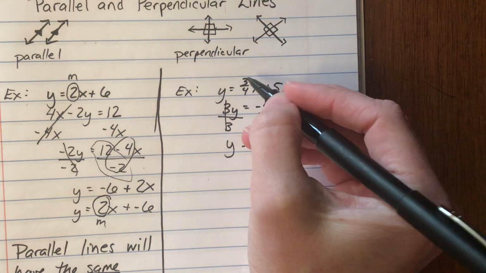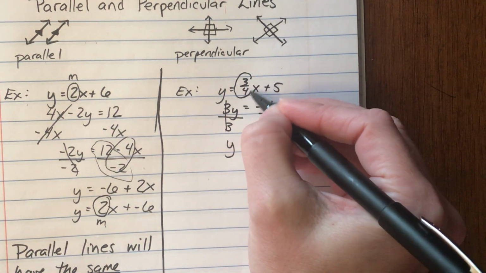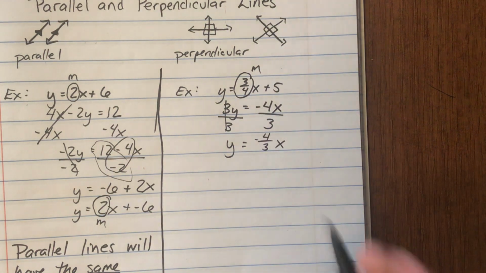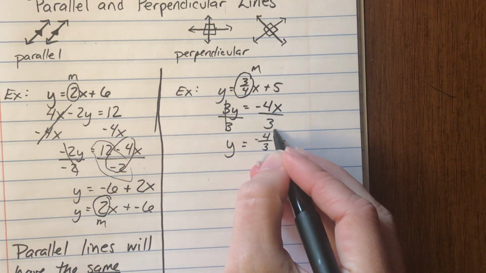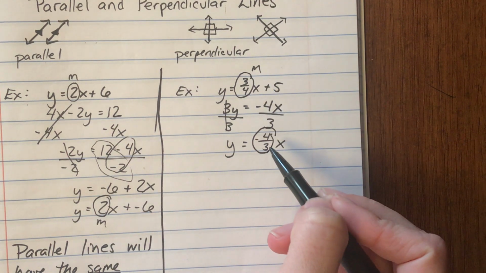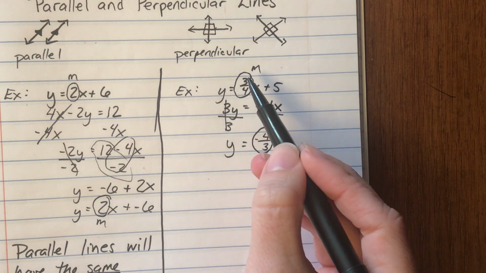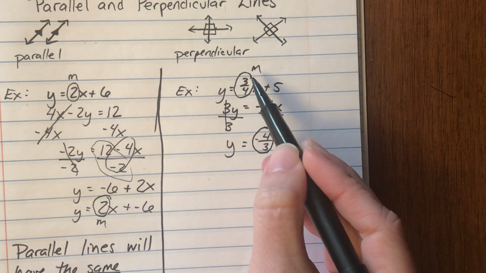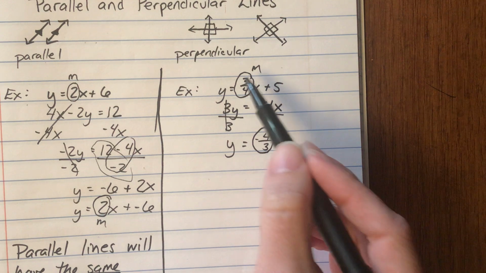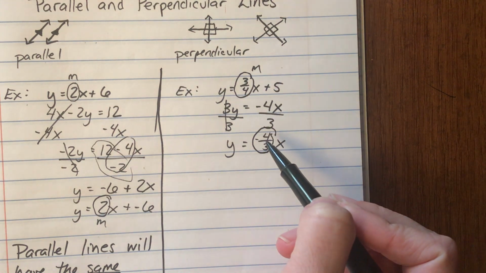Now, take a look at these slopes. So the slope in this first equation is 3/4. That is the slope of my first equation. What is the slope in the second equation? It's -4/3. Do you see a connection between them? Well, they both have 3 and 4. This one is 3/4. This one is 4/3. And also one is positive and one is negative.